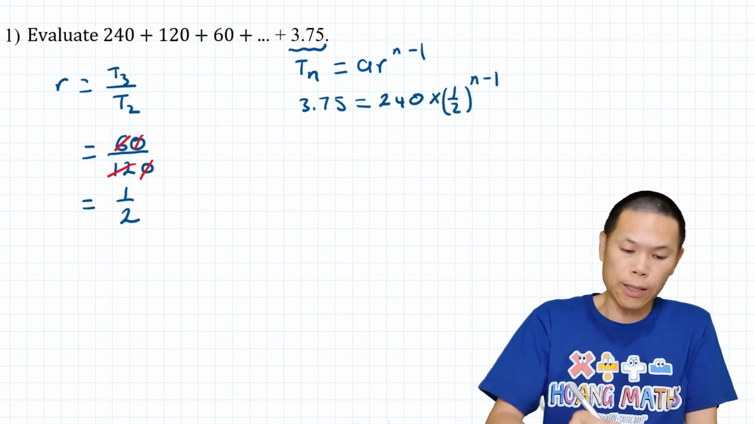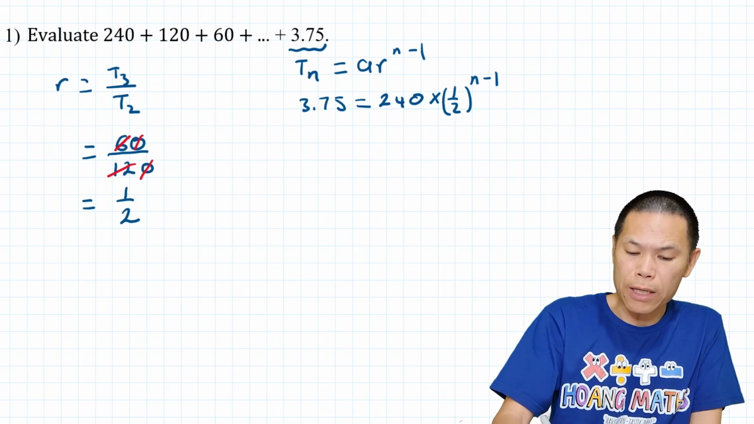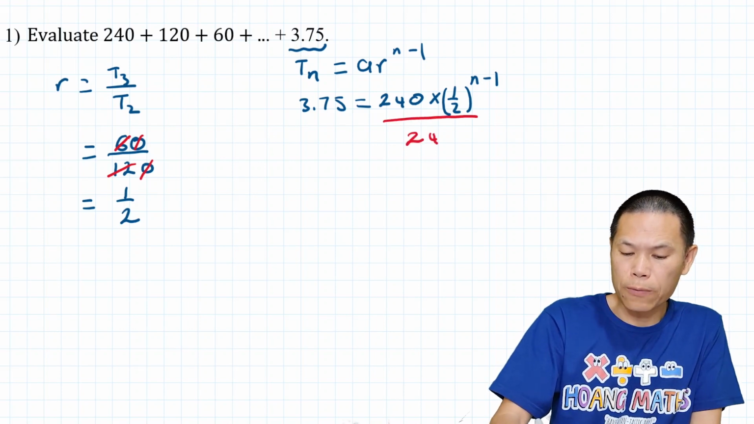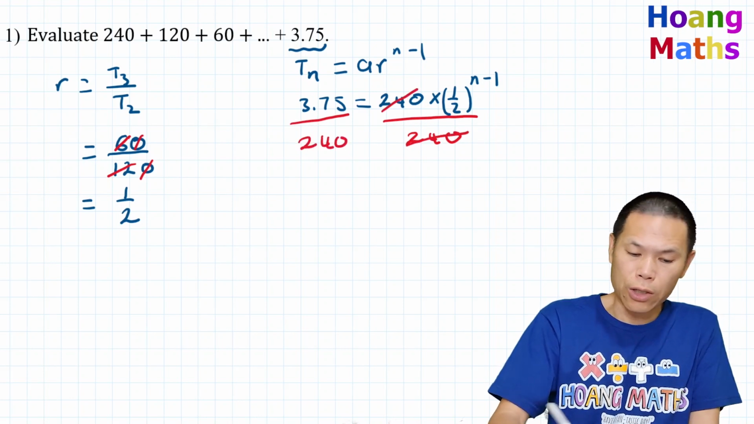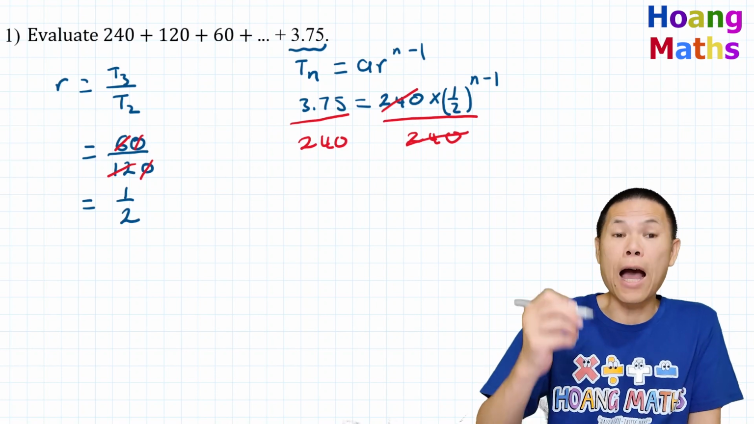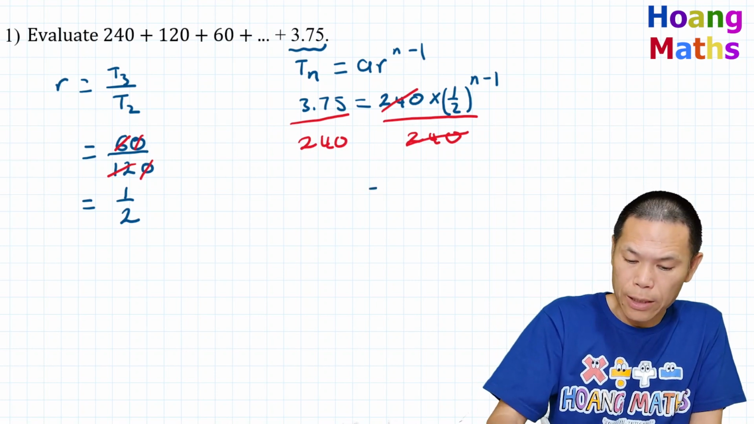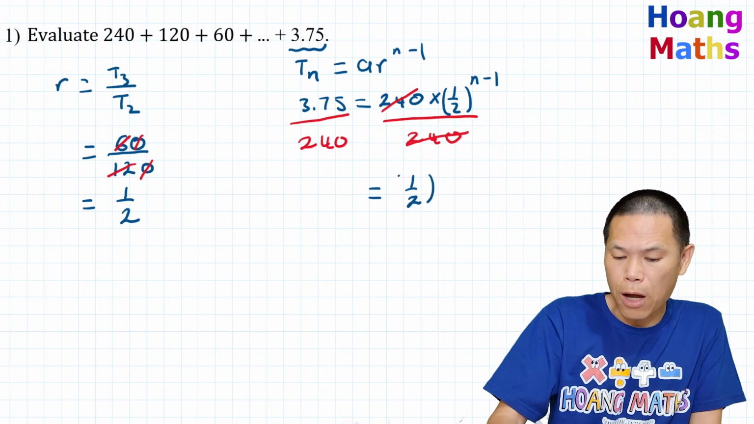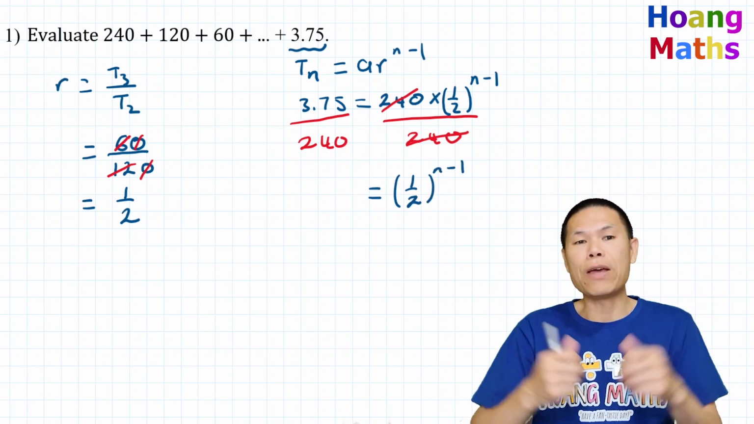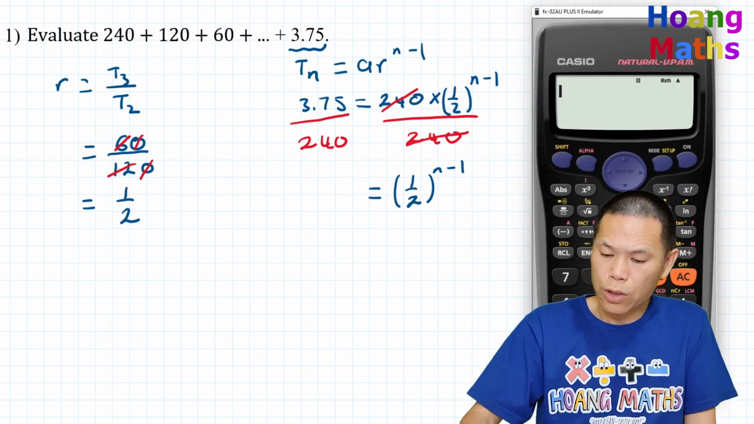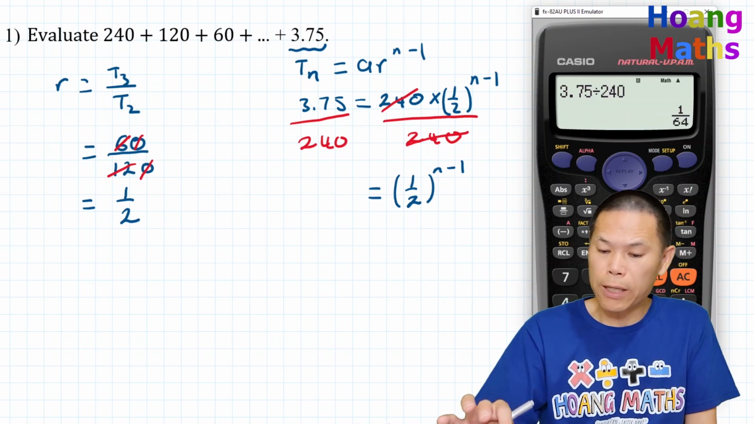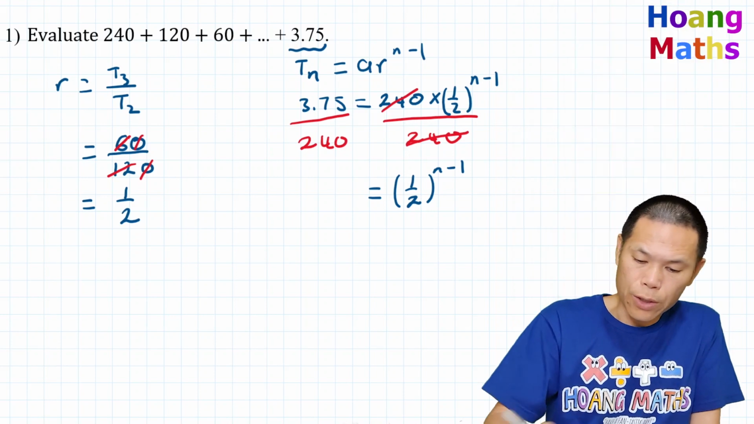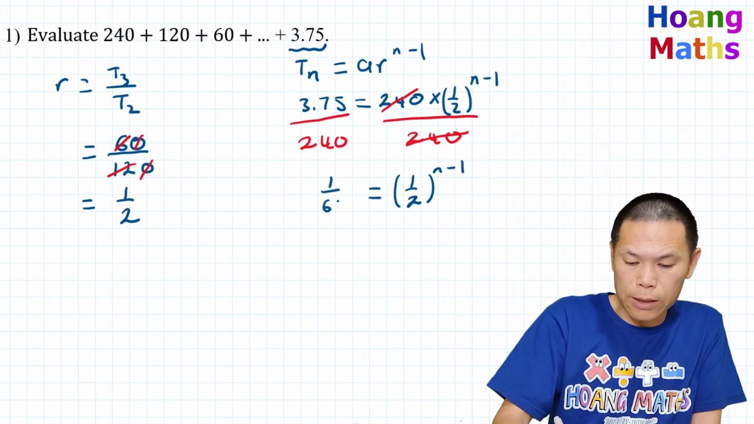Now to solve for this, I divide both sides by 240, so this cancels out. Now on the right hand side is a half to the power of n minus 1. Let me write this down first: a half to the power of n minus 1. And on the left hand side, I just use the calculator. Just go 3.75 divided by 240. There you go, I press the SD button. 1 over 64. So therefore, this is 1 over 64.